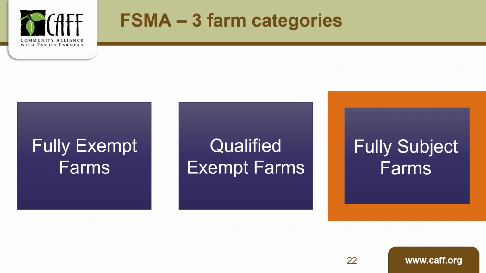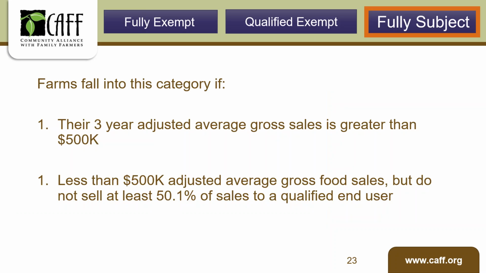Okay, and then just to finish up these three farm category overviews, for farms that are fully subject to the law, or what the law calls fully covered, farms that fall into this category are those that have over $500,000 in adjusted gross sales. So those are the farms the law considers too big. And no matter where or how those farms sell their produce, they might have a $1 million CSA, but it doesn't matter. They don't get the qualified exemption because they have over $500,000 in sales. So those farms will be considered fully subject and need to be in full compliance with the law.